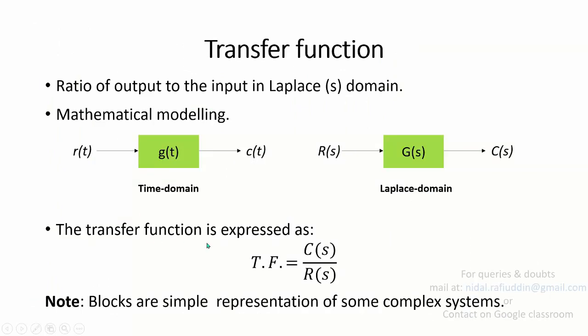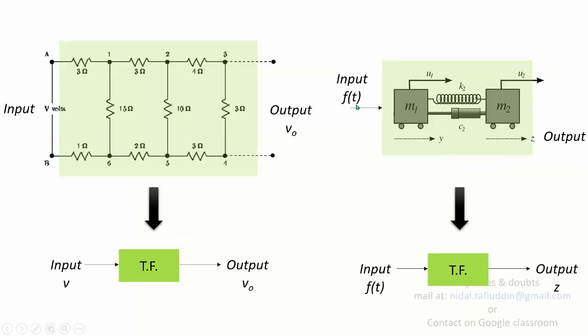So the transfer function is expressed as the ratio C by R in the Laplace domain. Note that the blocks are a simple representation of some complex system. The blocks shown over here, G(s), are representing some sort of complex system. So for example, this one.